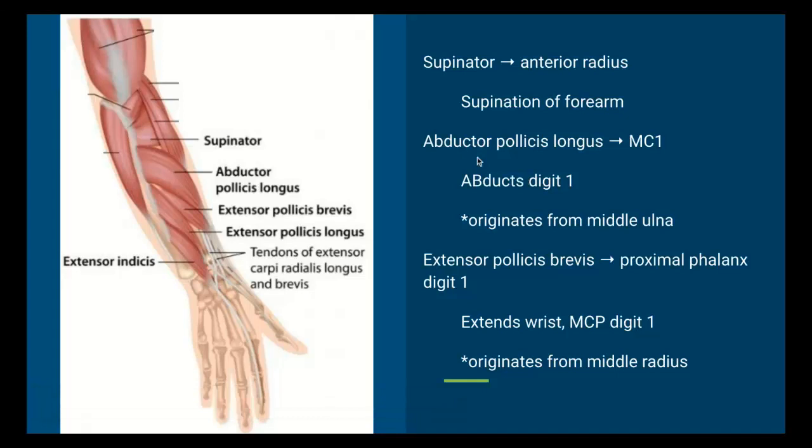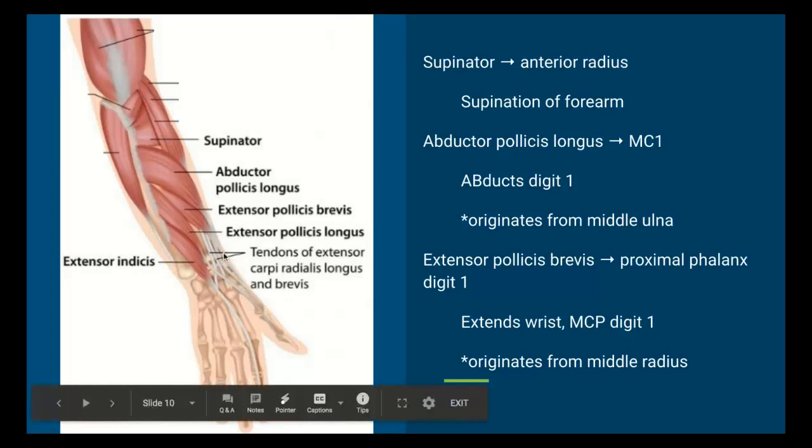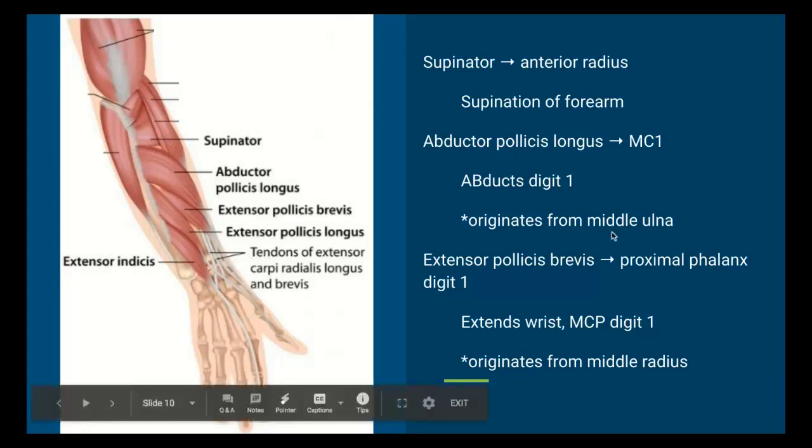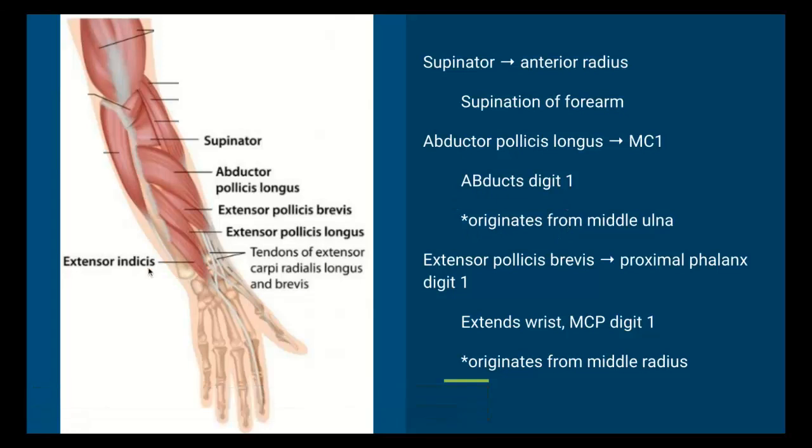Next, we have the abductor pollicis longus. So the abductor pollicis longus is going to be inserting on metacarpal 1. So right here, just at that metacarpal of the thumb, and it's going to be abducting digit 1, so pulling digit 1 away from the midline of the body here. And it's going to be one of the exceptions where it originates from the middle ulna.